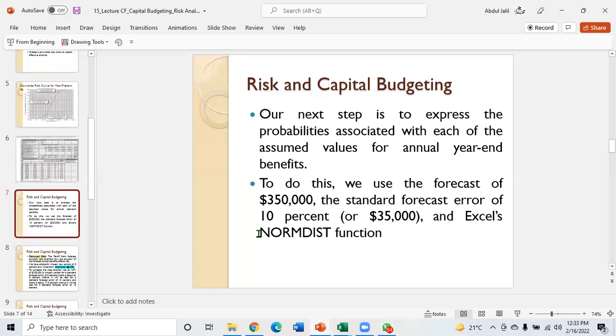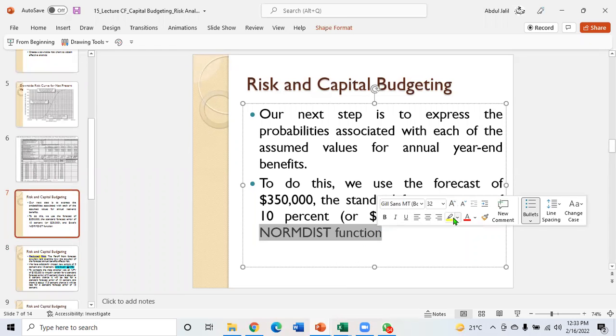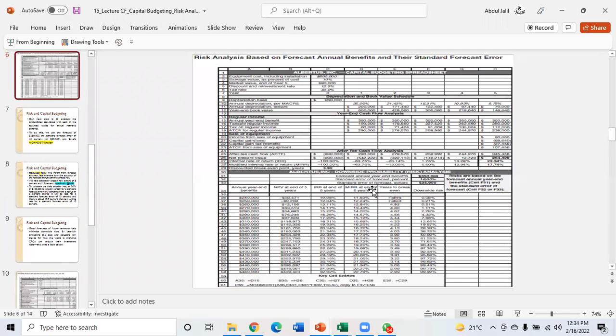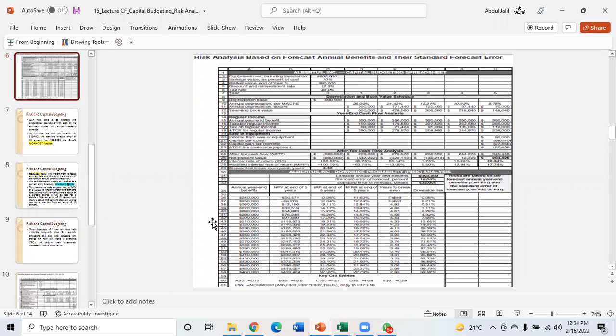So this normal distribution function is going to be used. I may highlight this. You can apply this one so you can get the whole schedule for these values, just like these values which have been generated here.